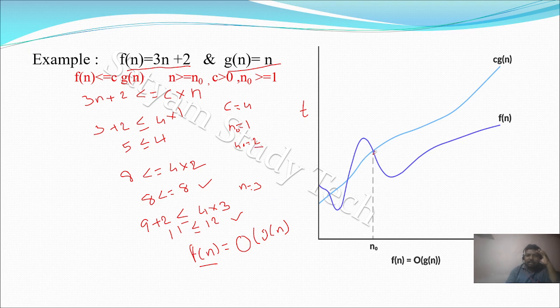For example, here f of n is the lower bound, and c into g of n represents the upper bound for all n greater than n naught. So you can take any value more than 2. So it satisfies that equation, and you can represent f of n equal to big O of g of n.